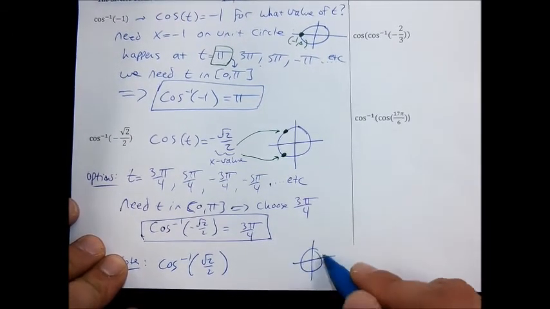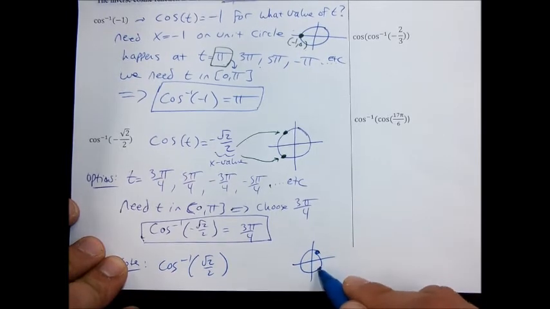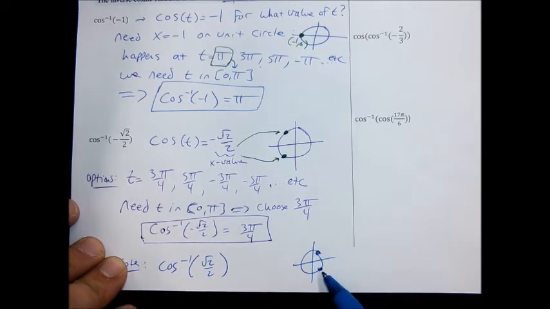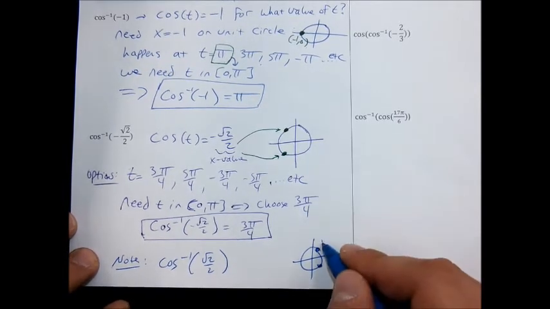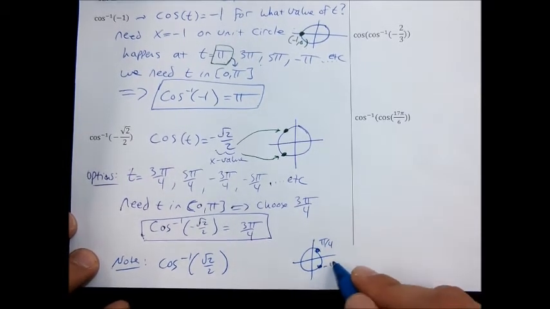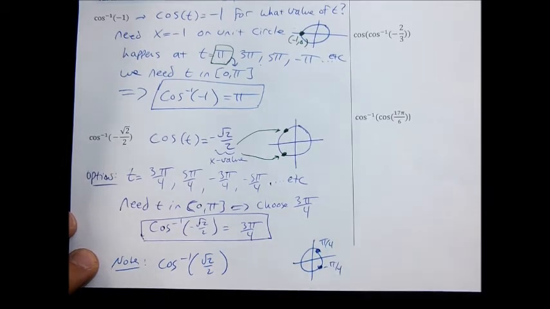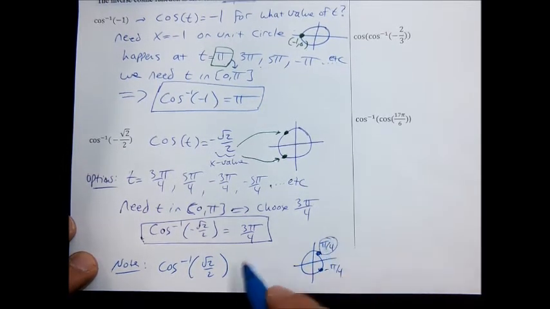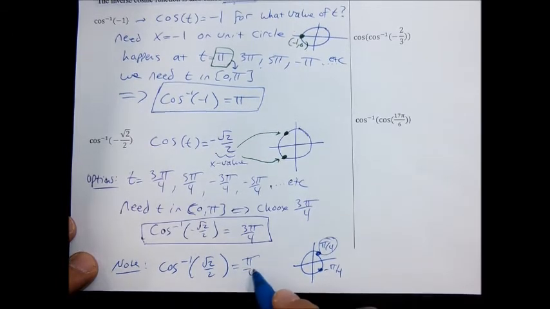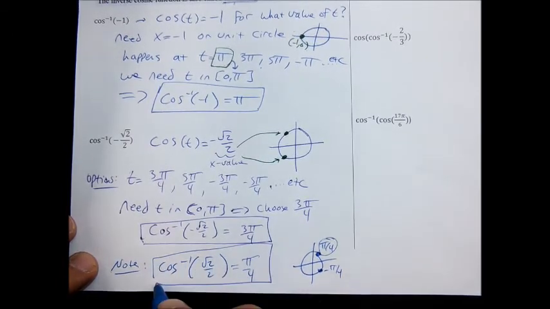Yeah, that would be over here or here. Those are our two options where the x value is positive root 2 over 2. So it could be pi over 4 or minus pi over 4 or something like that. We want to pick the one that's on the top half, and so we would pick this one, right? And so this would be positive pi over 4. Another one to think about.